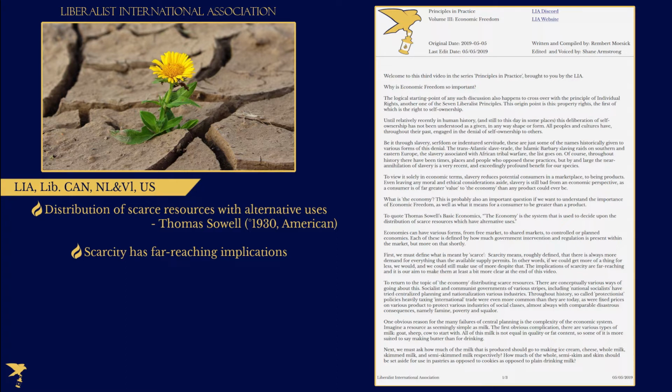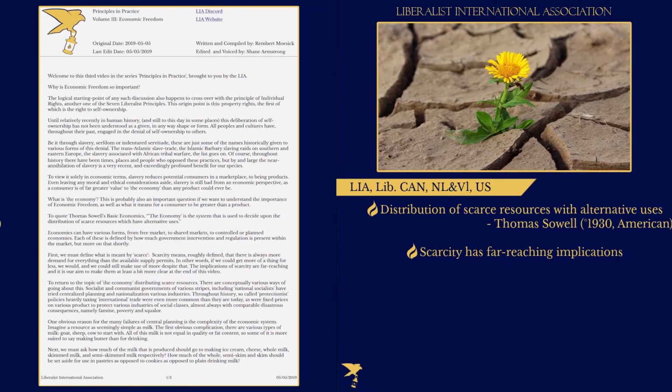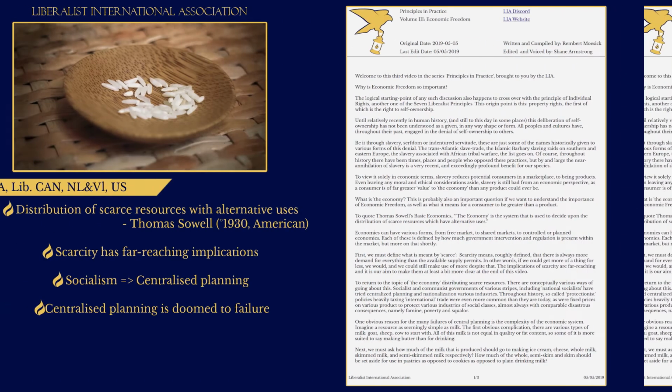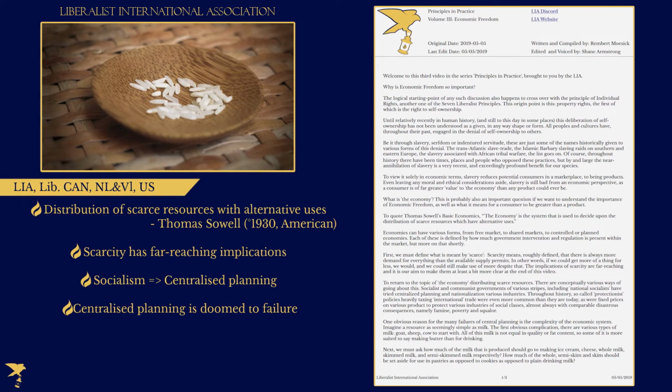Socialist and communist governments of various stripes, including National Socialists, have tried centralized planning and nationalization of various industries. Throughout history, so-called protectionist policies, heavily taxing international trade, were even more common than they are today, as were fixed prices on various products to protect various industries or social classes, almost always with comparable disastrous consequences, namely famine, poverty, and squalor.